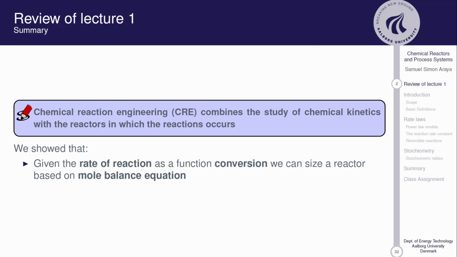reactions can happen with the maximum yield at the lowest cost, so lowest volume or fastest time in that sense. And what we did was basically we showed that if we're given the rate of reaction as a function of conversion from lab data or something, then we can size a reactor based on the mole balance equation and the design equations that we learned.